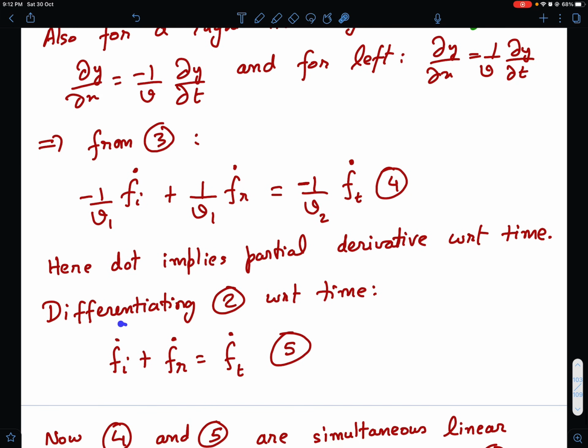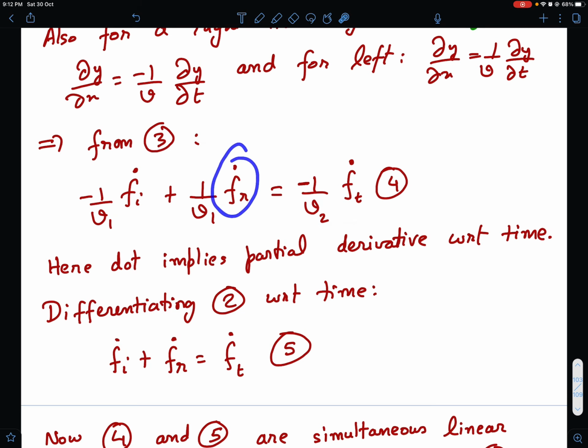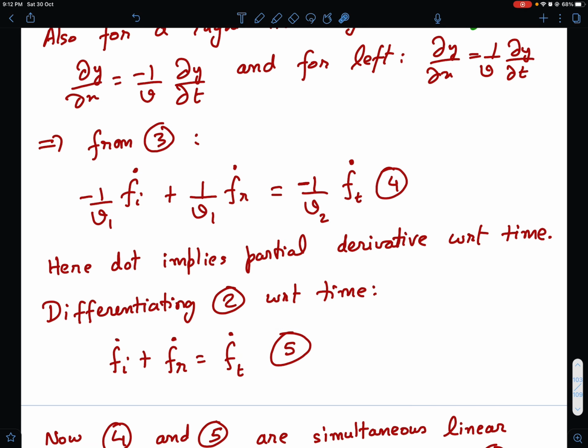So if I differentiate equation 2 with respect to time, what do I get? I get f dot i plus f dot r is equal to f dot t. Now look, something beautiful has happened. Here I have an equation in f dot r and f dot t, and this is also an equation in f dot r and f dot t.